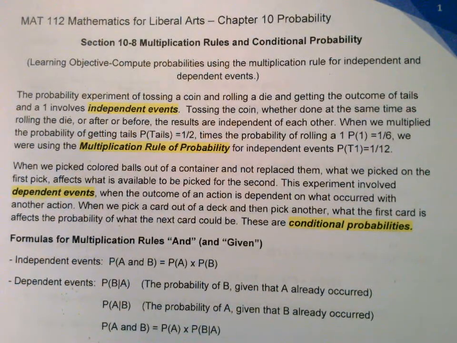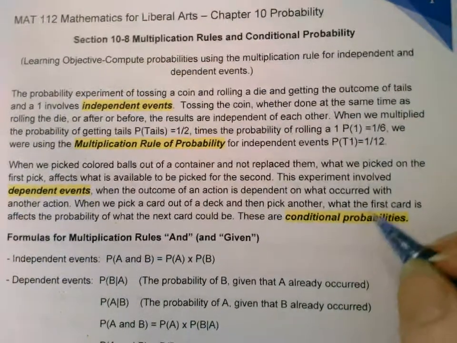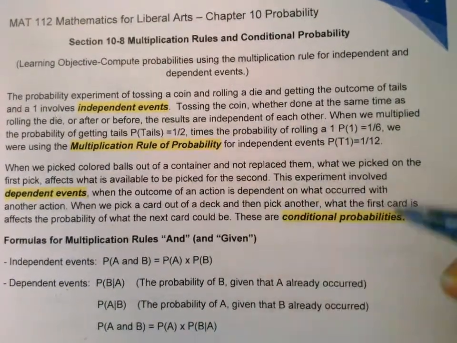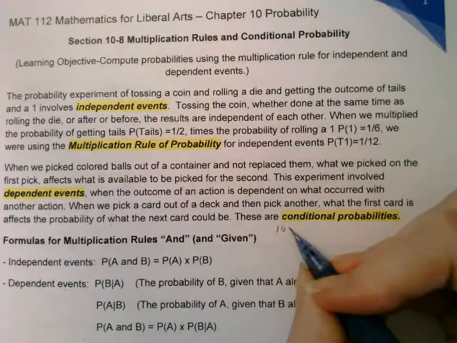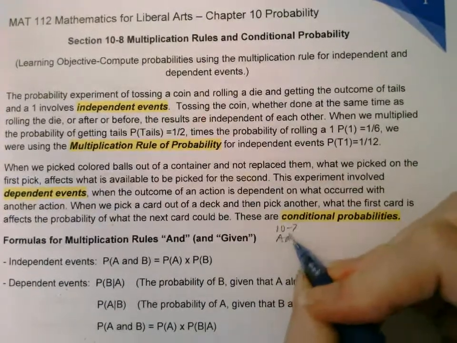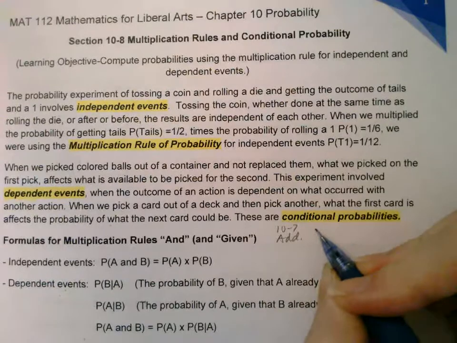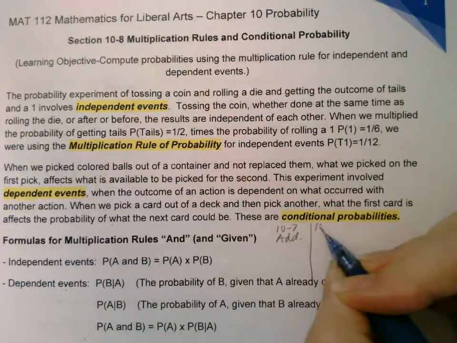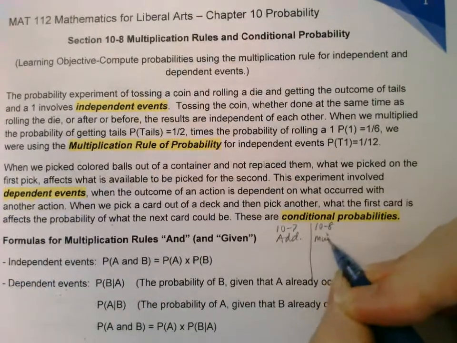All right, chapter 10, last section, 10.8, multiplication rules and conditional probabilities. We are going to use the multiplication rule for independent and dependent events. Take a moment, maybe for your notes, you want to make a distinction here. In 10.7, we learned the addition rule, and in 10.8, we're using the multiplication rule.